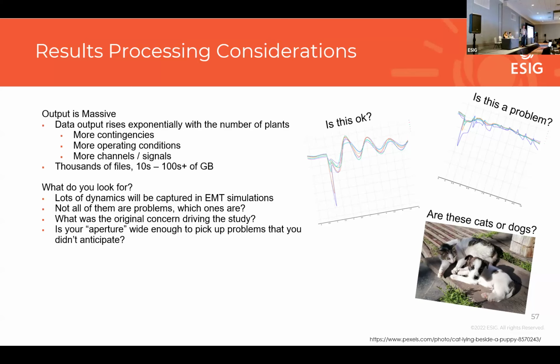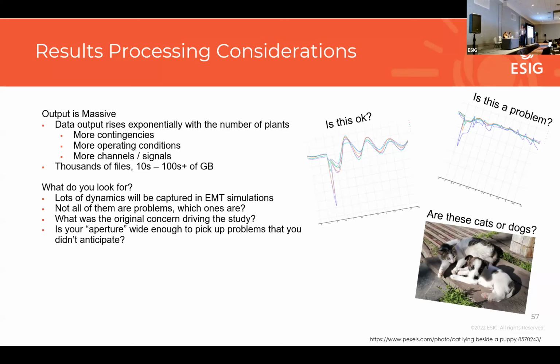There's a lot of things that are captured in EMT. Some of them are problems that will be exhibited in these waveforms. Which ones are problems, which ones are not? What was the original concern that was driving the study? And are you looking wide enough for problems that you didn't expect?